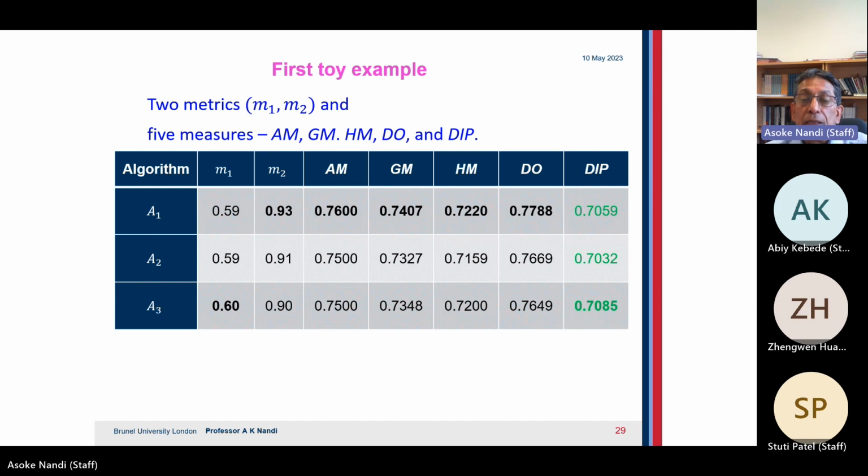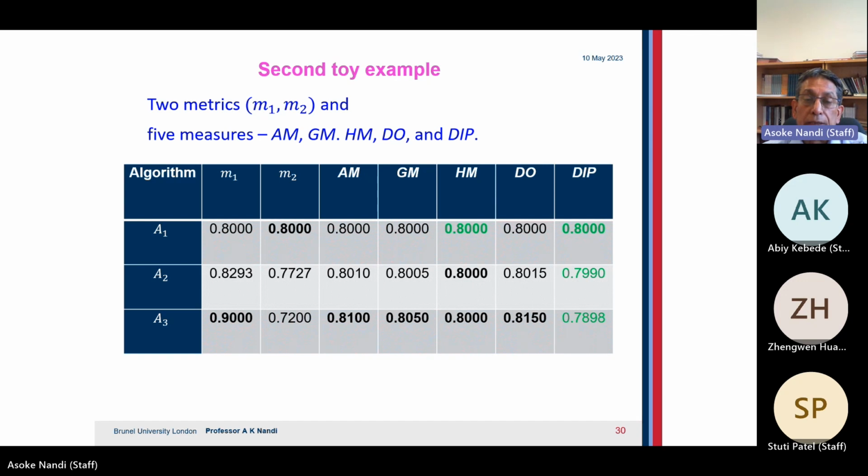And DIP, this is not the best because the largest one is here. So this is a scenario I created to show that for a given pair of values like this, you can get different results. In this case, DIP says that's the best, meaning A3, while all these four say that A1 is best. But remember, there is an objective function for this being the right one, because we defined what the problem is, and that's the right answer.